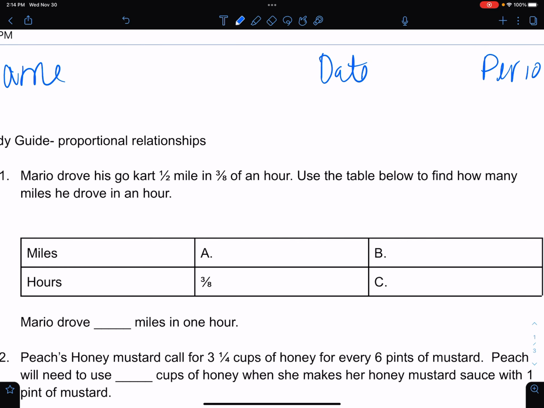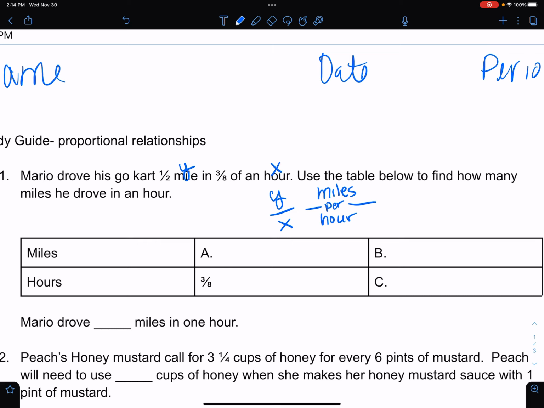It says Mario drove his go-kart 1/2 of a mile in 3/8 of an hour. Use the table below to find how many miles he drove in an hour. Okay, so we are trying to find miles per hour. And I'm going to go ahead and label everything because now I know that I can. That's Y and that's X. I'm going to go up here and put Y here. I'm going to put X there.